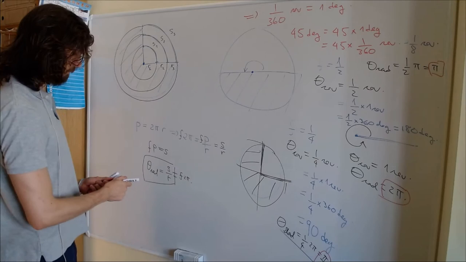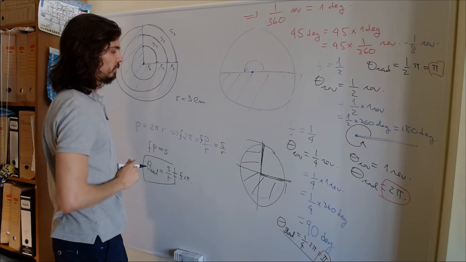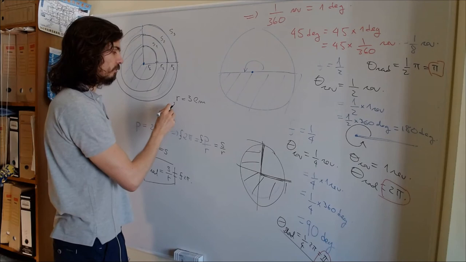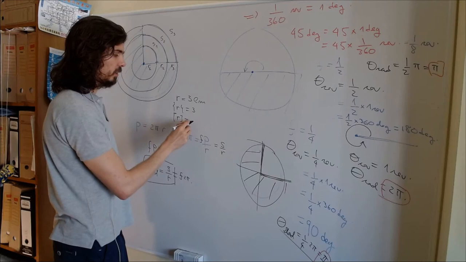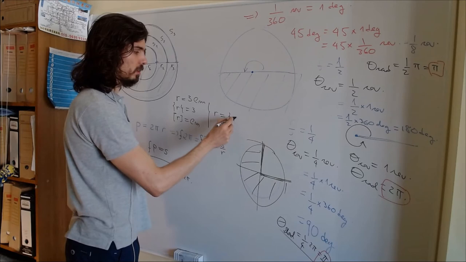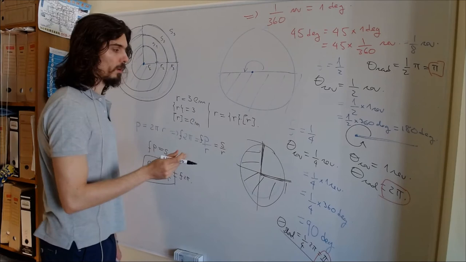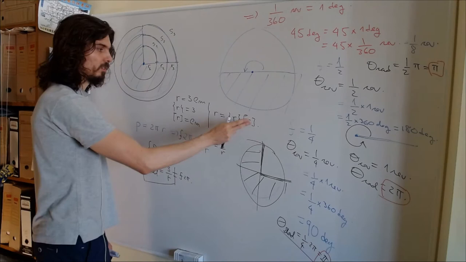So let's just analyze the R first. Let's just assume that R is, I don't know, 3 centimeters. So what is the magnitude of R? The magnitude of R is 3. The unit of R is centimeter. Well, you can abstract this and simply write that R is the magnitude times its unit. This is general, this is in particular. Of course, instead of centimeter, it could be kilometer or meter or inches, it doesn't matter. So in general, you have this.